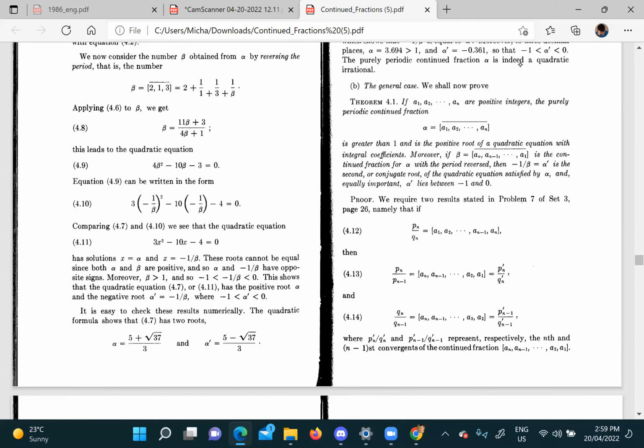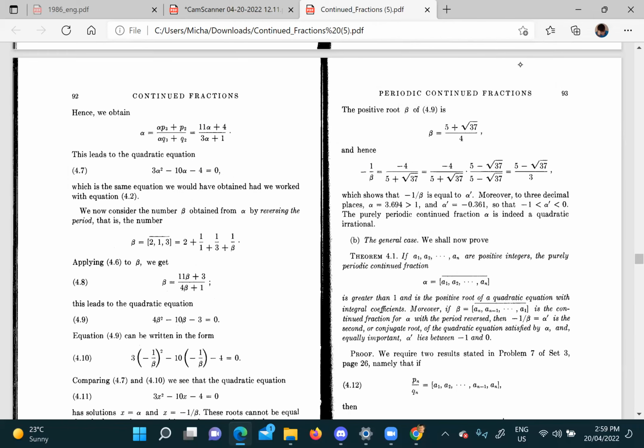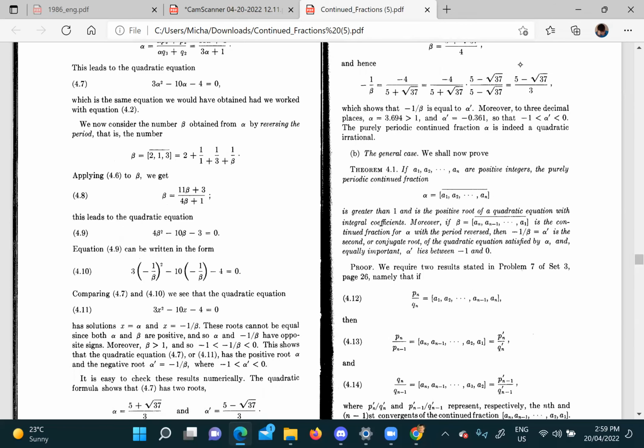Okay. It is easy to check these results numerically. Oh yeah, well, we don't have to worry about this. Okay, so I think this is a good prelude to the general case. And we might even end it there for now, but I don't know how much momentum we have. But the general case. We shall prove that, if you have alpha purely periodic, it's greater than 1.